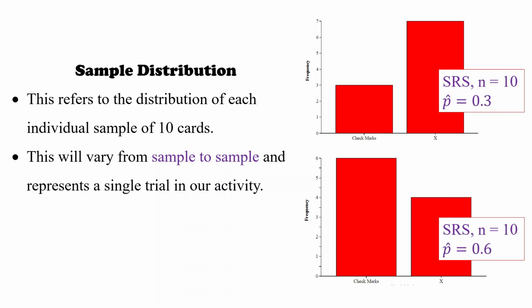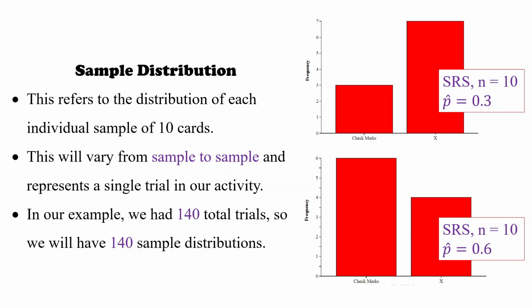So again, N would be 10, and my proportion, P hat, of success would be 0.6. Now I could graph every sample that I took. How many did I take? Well, when we compiled the class data, we took 140 total trials. So we have 140 sample distributions in our simulation. Now that's specific to our simulation.